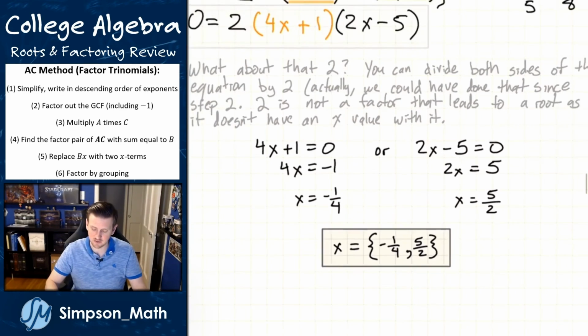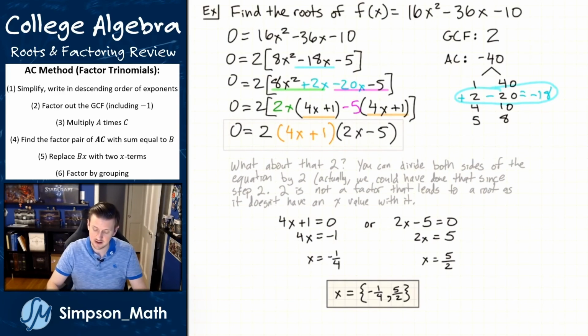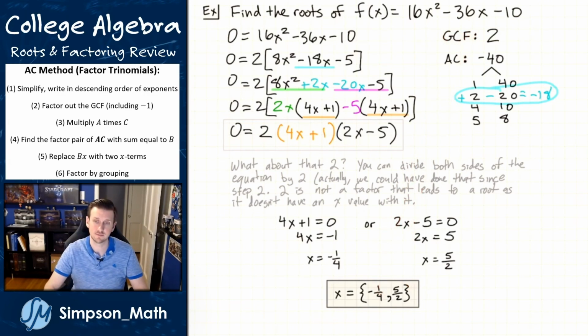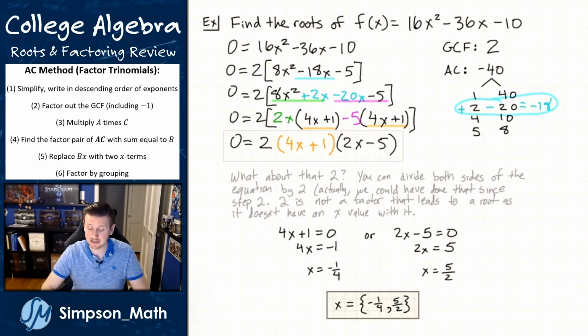If I plug in -1/4 and 5/2 into this answer right here, I would get 0. And those are also ways that you could double check your answers, is plug them in and see that you get 0. All right, so that's 2 examples where our AC ended up being negative because our C was negative.